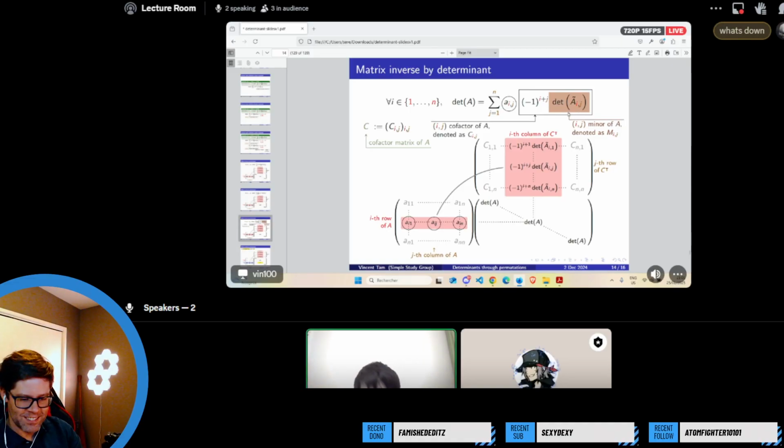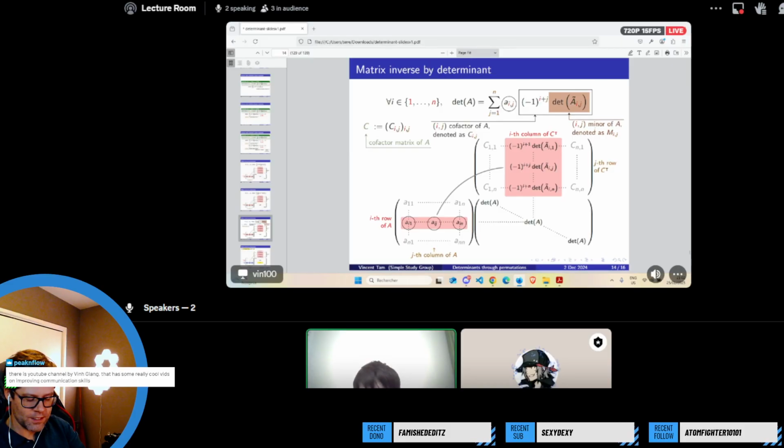So this slide is just to provide you some basic vocabulary. The determinant of the matrix with row i and column j deleted is called the minor. And this term, negative 1 to the power i plus j, times the minor ij, is called the cofactor of A, the ij cofactor of A, and sometimes it's denoted as Cij.